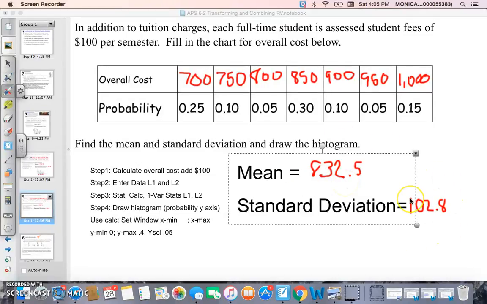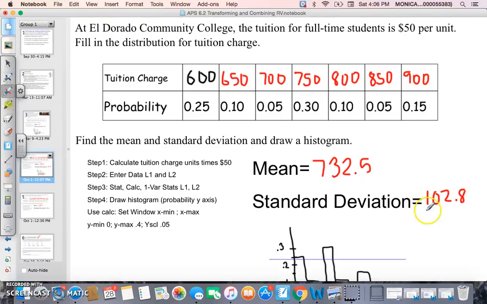However, my standard deviation stayed exactly the same as it was in the previous example, because when you add or subtract to a distribution, it does not change the standard deviation. Only multiplying and dividing changes the standard deviation. So you'll see, as in my previous example, the 102.8 stayed the same, but my mean increased.